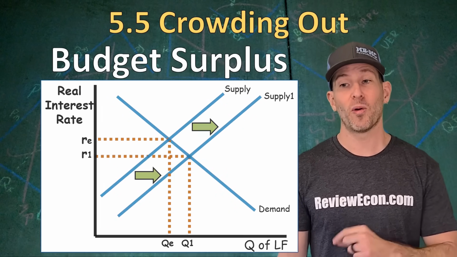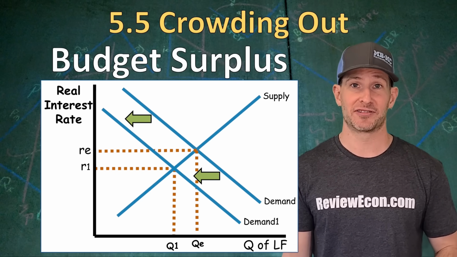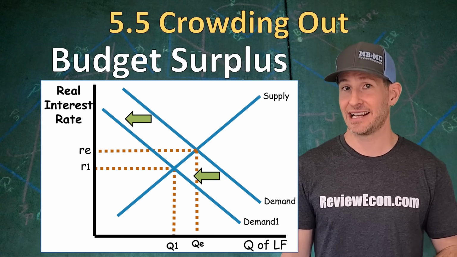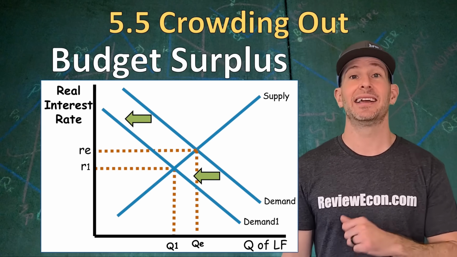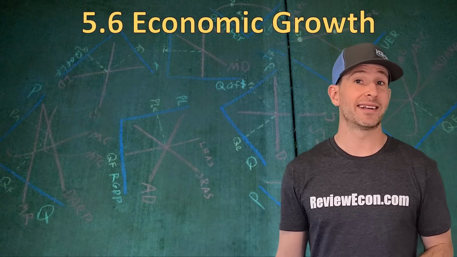In the loanable funds market, you can either increase the supply of loanable funds, which decreases the real interest rate, or you can decrease the demand for loanable funds, which also decreases the real interest rate. Either way, that's going to decrease the interest rate in the loanable funds market, increasing gross investment, and with that, increasing economic growth. So, what is economic growth?